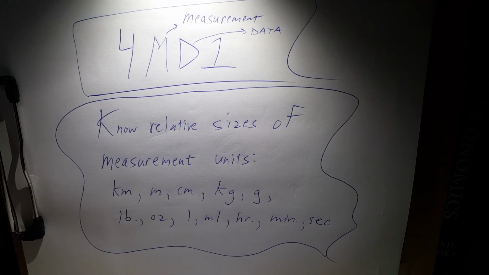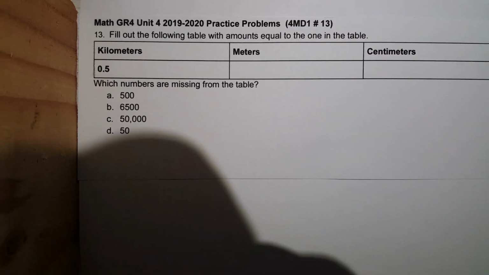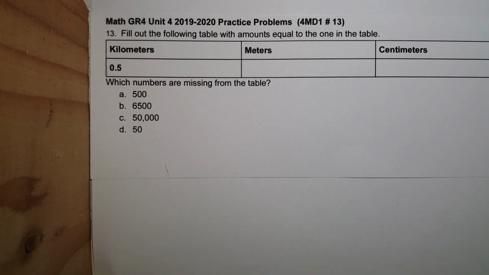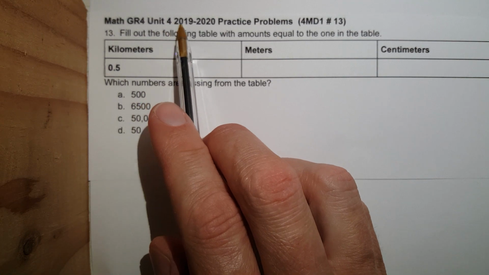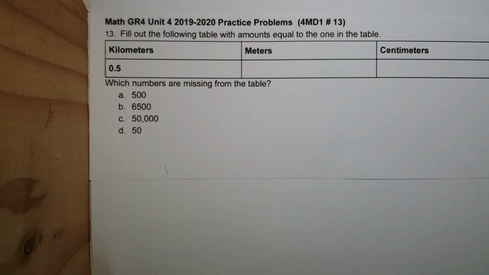Problem number 13, standard form D1, no relative sizes of measurement units. And we are going to learn something really fun today. Hopefully. 13, Math Grade 4, Unit 4, 2019-2020, Practice Problems, Form D1, number 13.